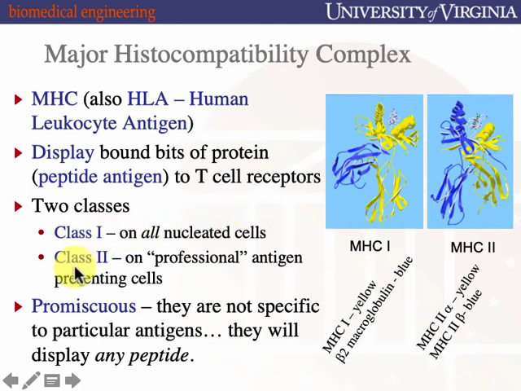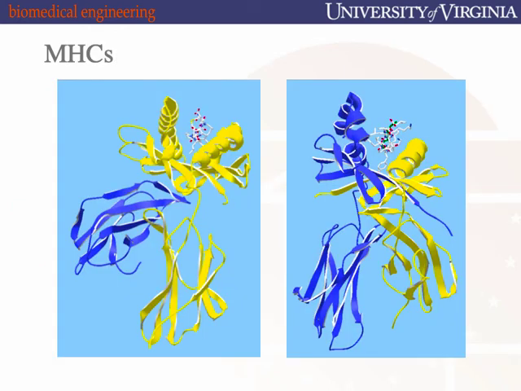Okay? Unlike T-cell receptors, they're widely promiscuous, right? They don't care what peptide they're binding. Their goal is to bind any and all peptides and present them to all T cells, as many as they can, okay? So they're not specific to any particular antigen. They'll display any peptide. Here are the two structures, and you can see these stick figures here and here. This is MHC1 and MHC2, and this is the peptide motif, or the peptide epitope, that it's displaying.